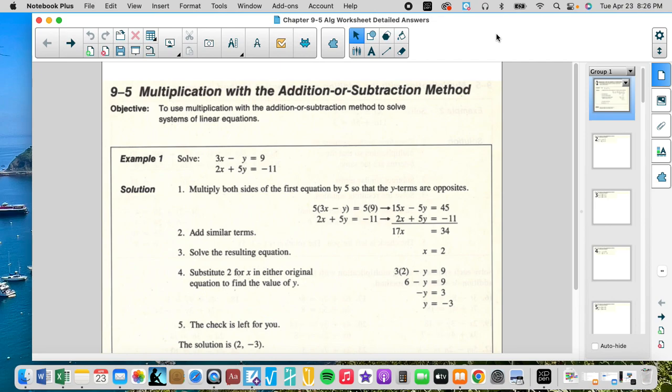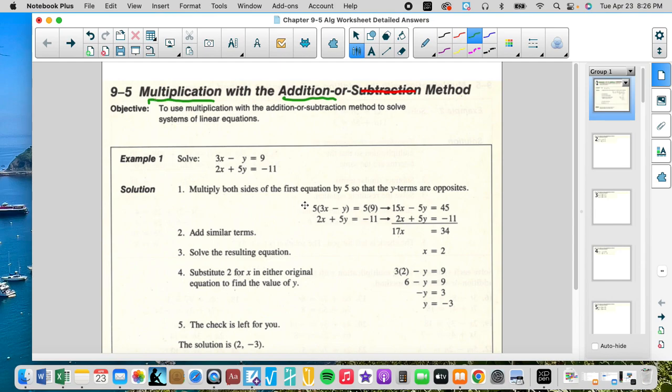Chapter 9.5. This continues with systems of equations. I introduced it a little bit in 9.4 with addition and subtraction. Remember, Mr. Mac does not like the subtraction method. He loves the addition, and in order to apply the subtraction when it's conducive for subtraction, I just multiplied by a -1. So I introduced the multiplication.